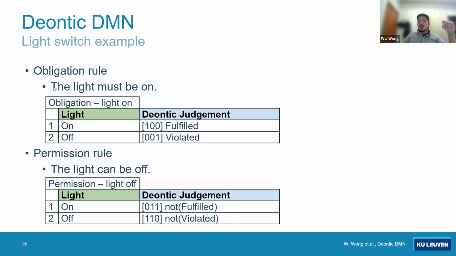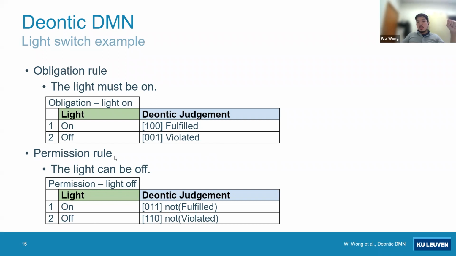We can have obligation rules. For example, if you have a rule saying that the light must be on, you can have the input, which is your action: light on or off. Then you can have your deontic judgment. If the light is on, you are fulfilling this obligation. If the light is off, you are violating the obligation.